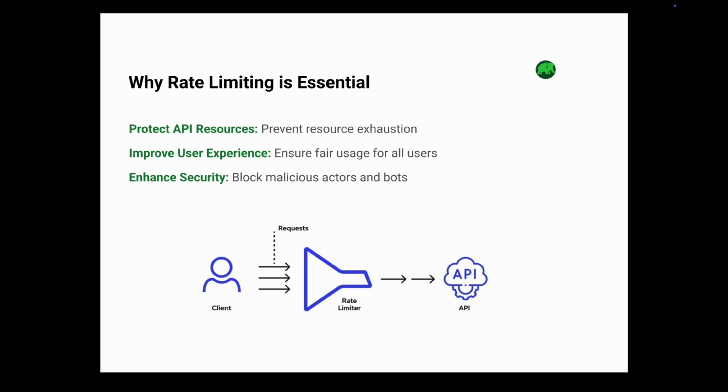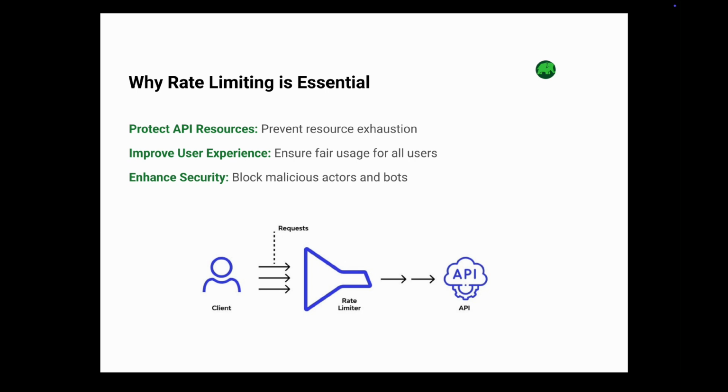Let me explain the sequence depicted in this diagram, which outlines how a rate limiter operates within the client-server interaction process, particularly when working with APIs. Let us break this down step by step. On the left, we have the client. This could be a user, an application, or any service sending multiple requests to an API. Think of the client as the one making demands, whether it is fetching data, submitting information, or performing some operation on the API.